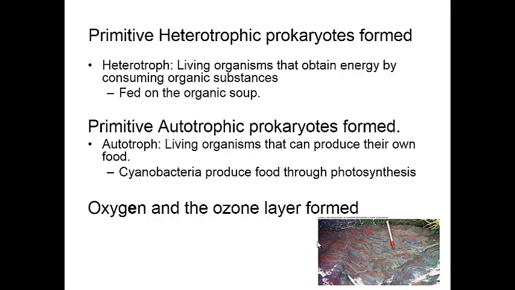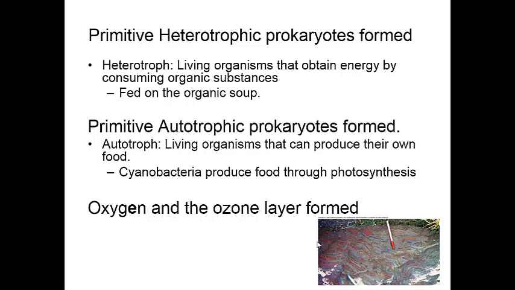From the heterotrophic prokaryotic bacteria evolved autotrophic bacteria. These autotrophic bacteria use the process of photosynthesis to make their own food. Cyanobacteria are an example of autotrophic bacteria that existed at this time. Photosynthesis released oxygen into the environment. This allowed the ozone layer to form, which is going to protect these organisms against UV damage.